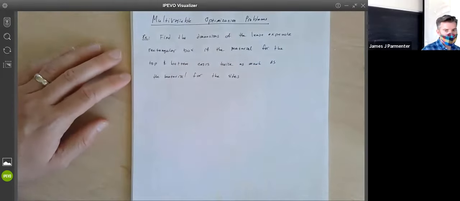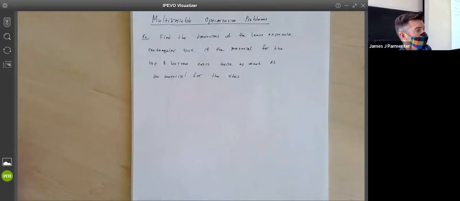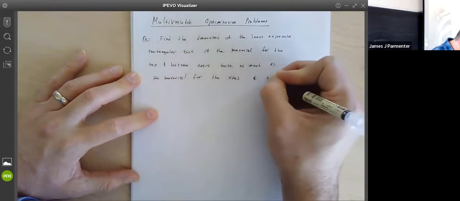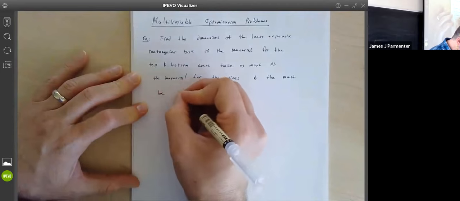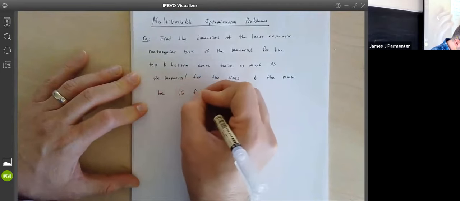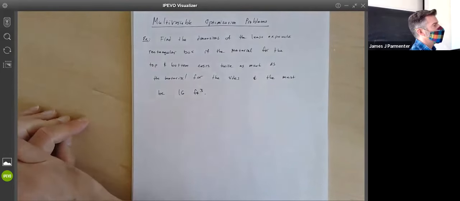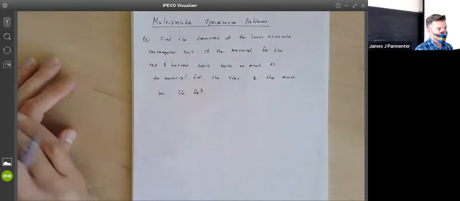Now, if I just said that, it wouldn't be a very good question because you could say, well, James, I'm going to design a box that holds nothing and it's going to be free. So I have to have one more piece of information: the volume must be some amount. Let's say it's going to be 16 cubic feet. So I want to design the cheapest possible box that holds 16 cubic feet. Let's draw a picture.